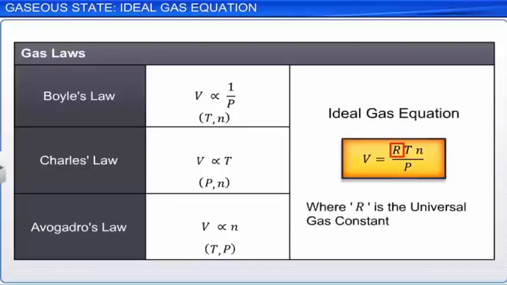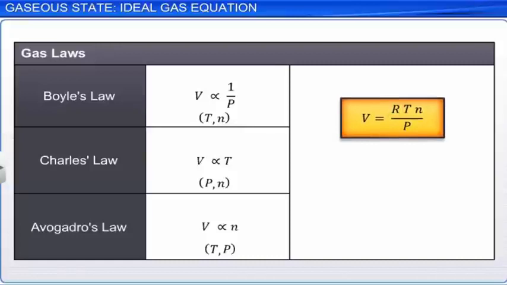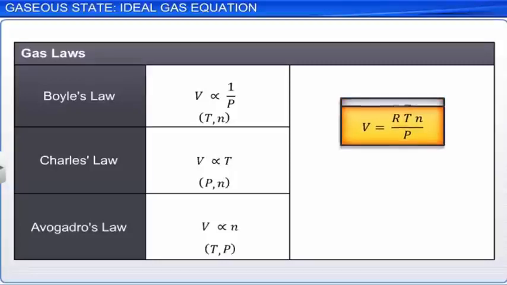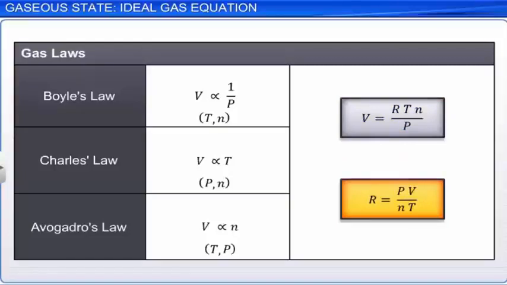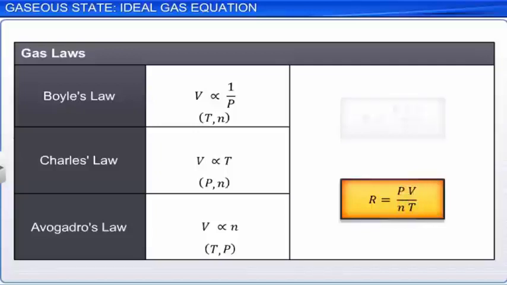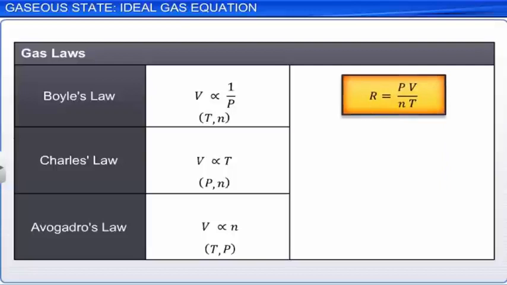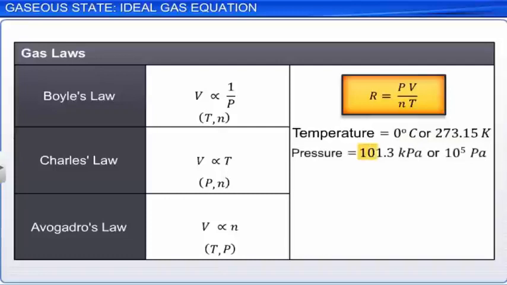To find the value of R, we need to rearrange the equation and substitute appropriate values of P, V, N, and T. For example, under standard conditions of temperature, that is 0 degrees Celsius or 273.15 Kelvin, and pressure, that is 1 atmosphere or 101.3 kilopascal or 10 to the power of 5 Pascal, 1 mole of a gas occupies 22.4 liters or 22.4 cubic decimeter.